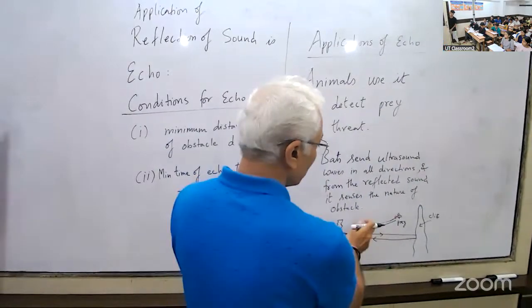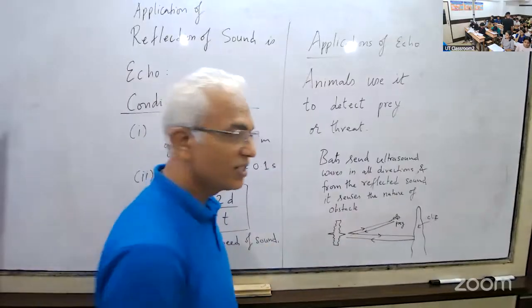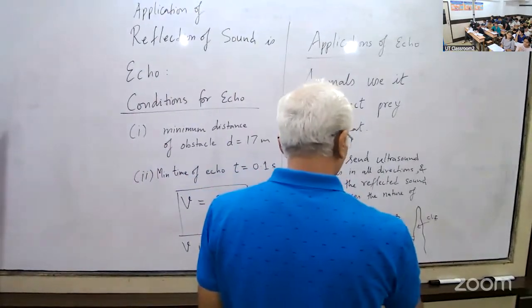Basically, so what is this called? This is called ranging. Estimation of distance.